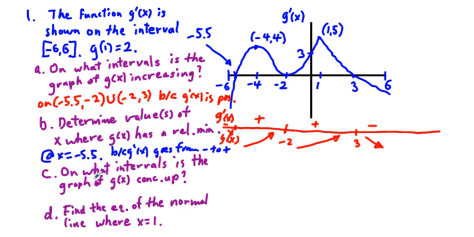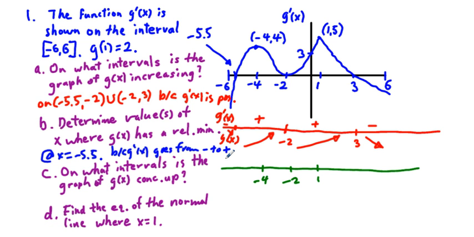Next, at what intervals is the graph of g of x concave up? Well, concavity is going to be determined where the slope of g prime of x is positive. And so the critical numbers here for this one will be at -4, at -2, and at 1.